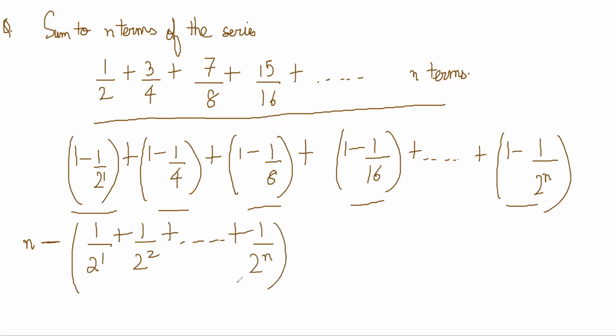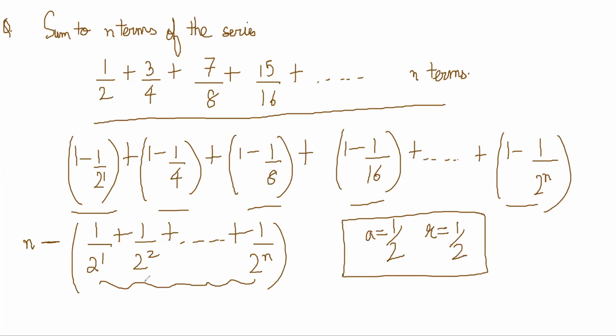So now you can do a GP formula. First term is half, common ratio is half. So apply GP formula here, you'll get the answer. Here you just have to spot the fact that 7 by 8, 15 by 16, 3 by 4 are nice numbers.